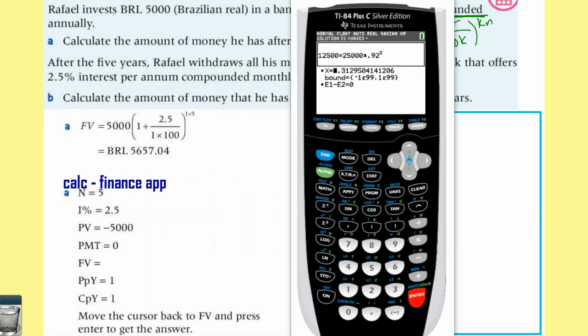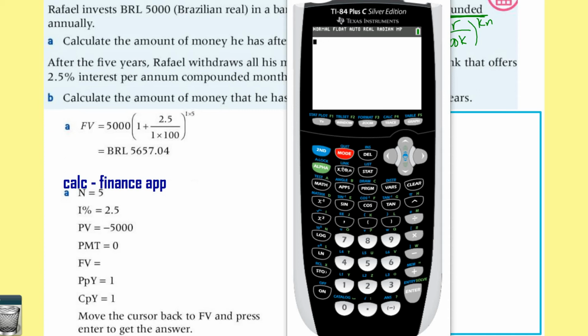Where's my calculator? Alright, so you want to exit out of this, so quit. We're going to go to apps, finance, the solver, and here we have this happening a total of 5 times, once a year for 5 years, so that's going to be 5. Our interest was 2.5. Our current value is 5,000, that's what we put in, so we're going to make it negative. We're not talking about payments, and we just want to know what the future value is. That's what we want to solve for. So here I'm going to hit alpha solve. Okay, and notice I get 5657, and notice what the answer was algebraically, 5657.